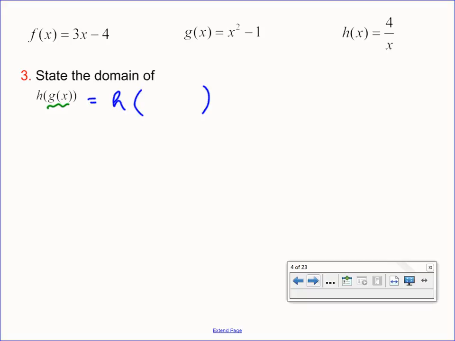h of, and then whatever g of x is. It looks like g of x is x squared minus 1. In order to get h of g of x function definition, I have to go to my function h and rewrite it, except everywhere h accepts inputs, don't put x, put g of x in its entirety, quantity x squared minus 1. So let's rewrite that. 4 over x squared minus 1.